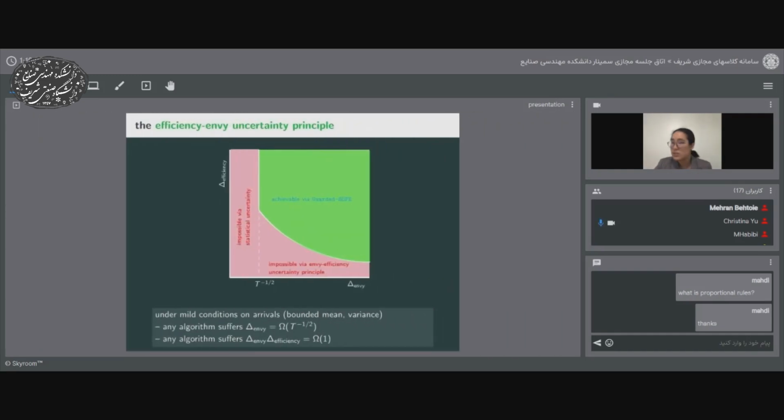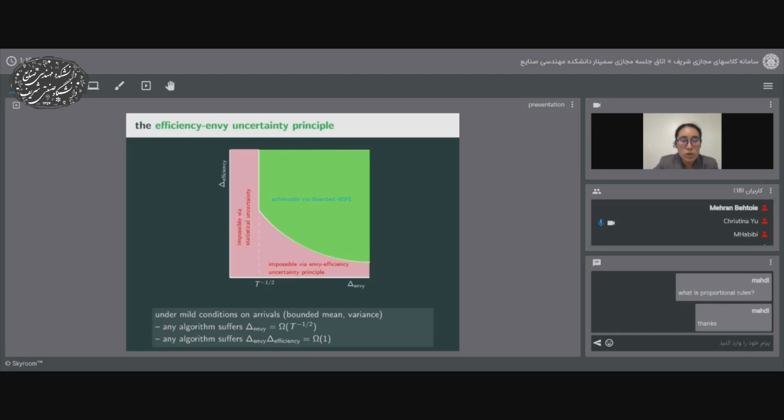All right, so this is a summary of the result that we're able to show. We're able to show that, in fact, there is a trade-off between what's achievable in terms of this delta NV and delta efficiency in this online sequential setting. In particular, first of all, we show that any algorithm has to suffer a delta NV of at least 1 over square root t, so t to the minus 1/2, and that's characterized by the left red bar, and that arises from an impossibility result due to statistical uncertainty.